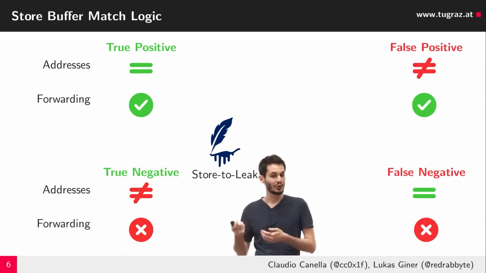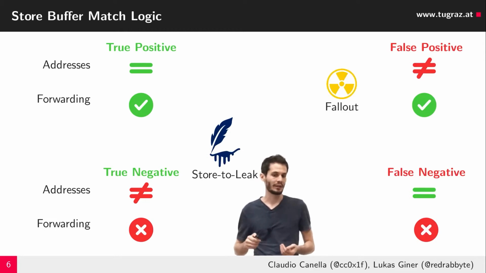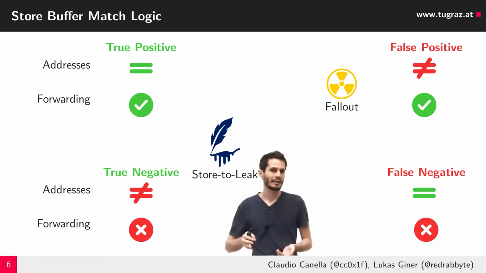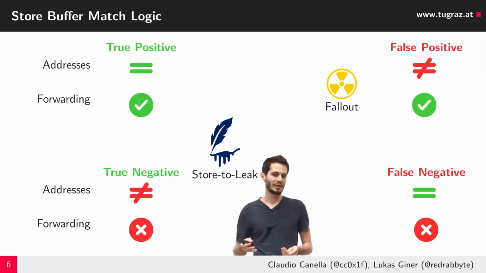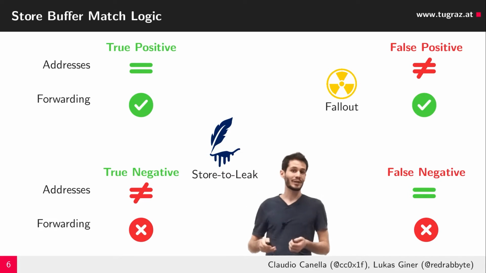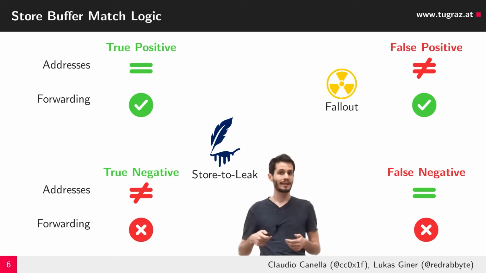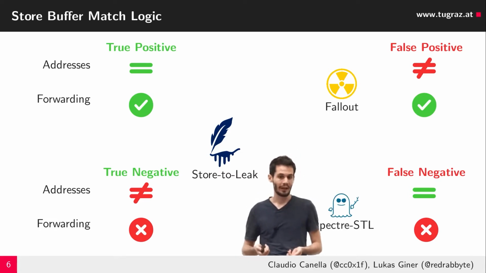And then the false cases, where we have a false positive, where the address doesn't actually match, but we still get forwarding. And this is the case in Fallout, the write transient forwarding. This is because we can have some lower bit congruence of the addresses, and so the CPU falsely forwards. And then the final case is a false negative, where the addresses actually match, but the CPU decides not to forward anyways. And this is Spectre STL.